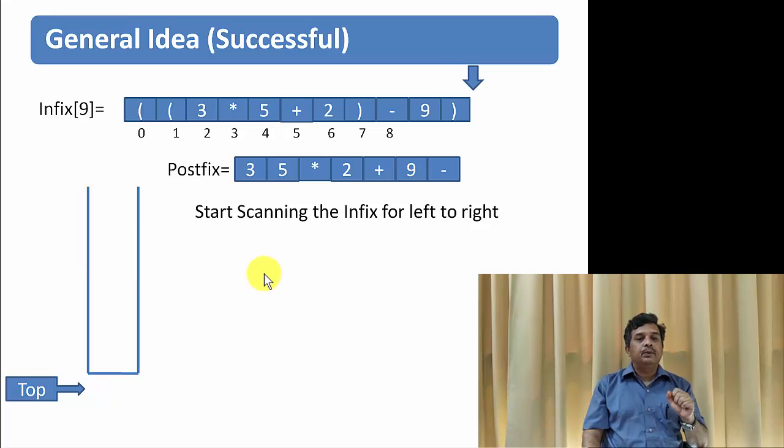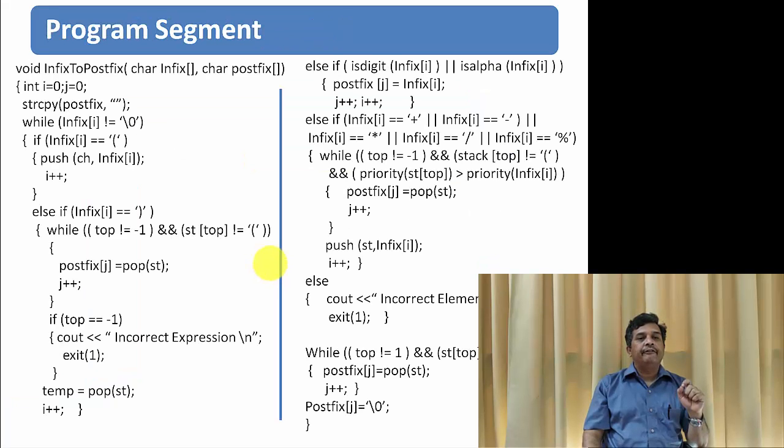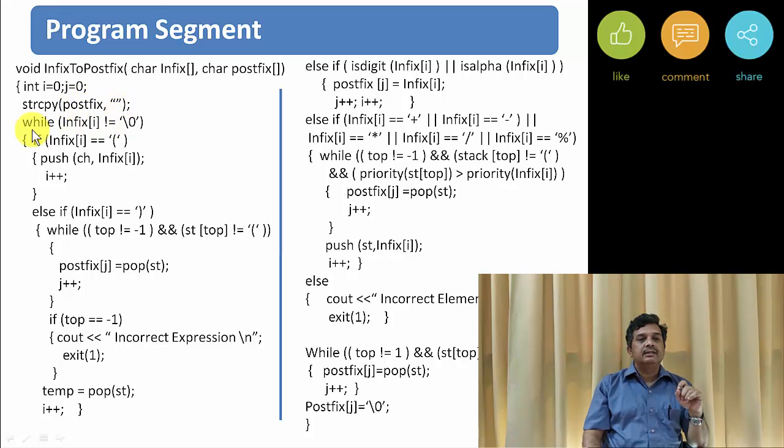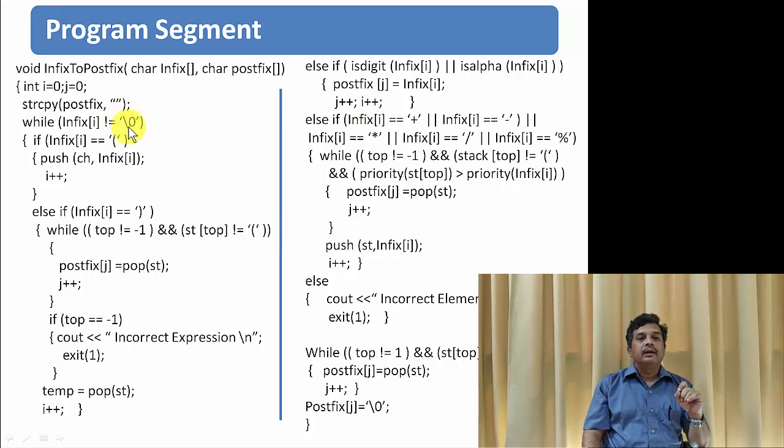So let us see the program segment. You have a function called infix to postfix. You are passing the infix expression and you are passing a postfix expression. You are taking two variables i and j assigned to 0, and you are writing the postfix expression to be 0. And you are going to do this set of activities till you reach the end of the expression, that is \0. If in the infix expression the character is a left parenthesis, then you are going to push it, and increment i.